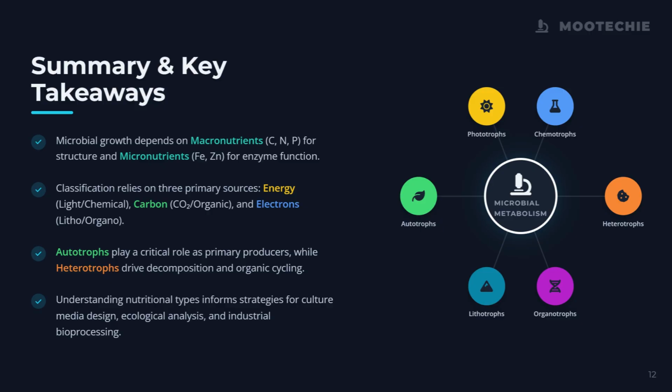In nature, autotrophs play the critical role of primary producers, building organic matter from scratch. Heterotrophs drive the decomposition and recycling of that organic material. Understanding these nutritional types isn't just academic, it directly informs practical strategies. It guides how we design culture media in the lab, analyze ecological interactions, and develop industrial bioprocesses. The web of terms around the central microbial metabolism illustrates how these concepts are all interconnected.